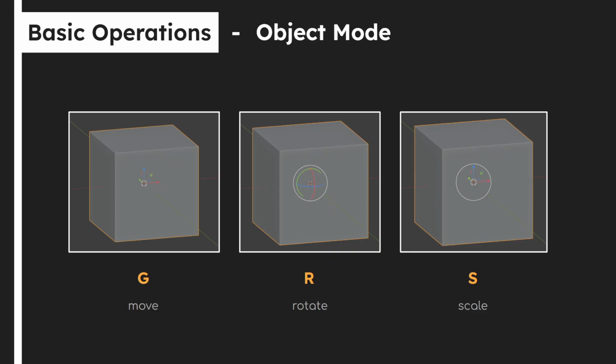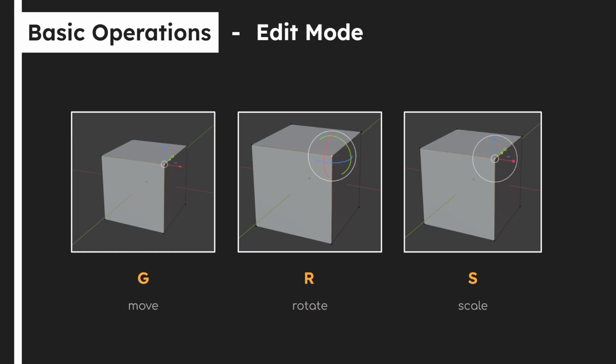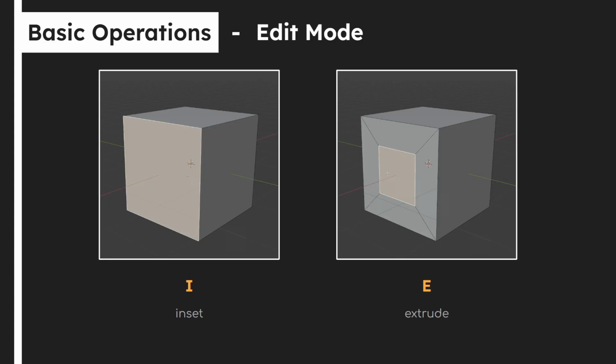Today is going to be much more on a vertex level. We're going to move a lot more vertices around. We're going to add a lot more faces. We're going to inset and extrude a lot more than we have been. Shift A to add our primitives, right? So in edit mode, we're dealing with the exact same controls, just in a different context. G to move, R to rotate, S to scale, all of the same stuff.